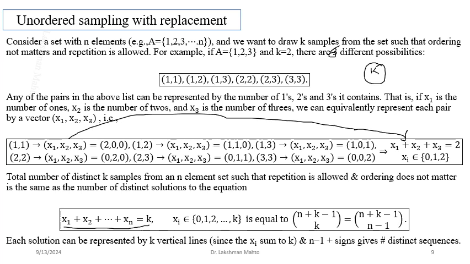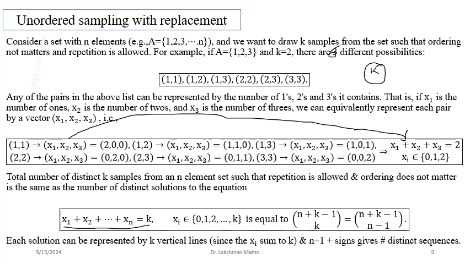Replace here each xi by k vertical lines, and the plus sign will take place here as it is. So you have to form all possible distinct sequences. Suppose x1 is taking value 0, then there will be 0 vertical lines. If x1 is taking value 1, then there would be 1 vertical line. Depending upon what value x2 and xi are taking, you have to come up with vertical lines.